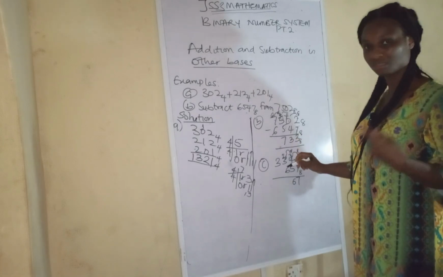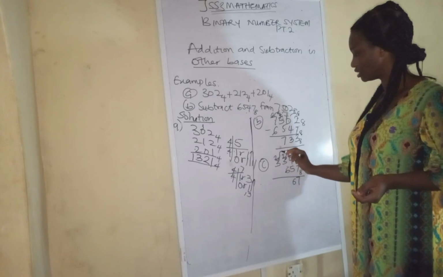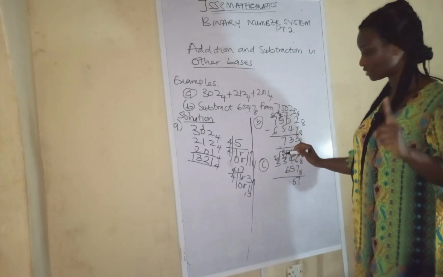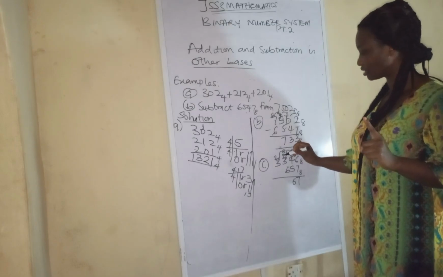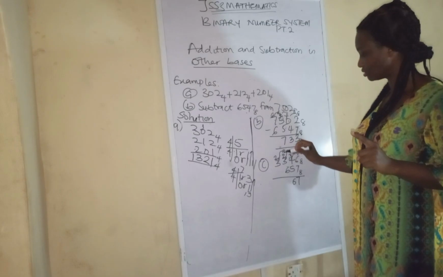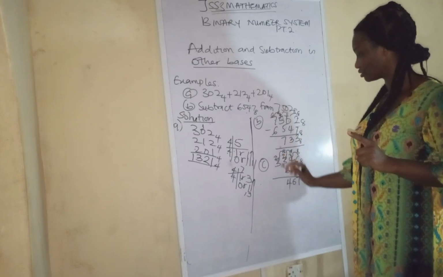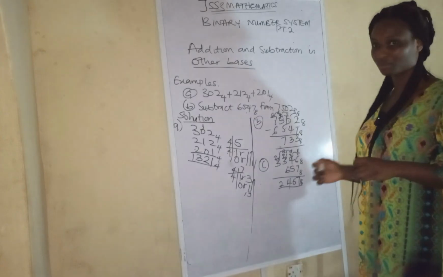2 minus 6 is impossible. So you borrow from here, this one will turn to 2. So the 8 will move to this place. So we have 8 plus 2. Don't forget, you have to add up the base which you borrowed with this 2 which is remaining. So 8 plus 2 is 10. 10 minus 6 is 4. So this one is 2 already. I'm so sure you get it now with this final example.